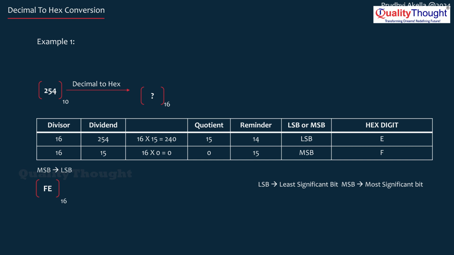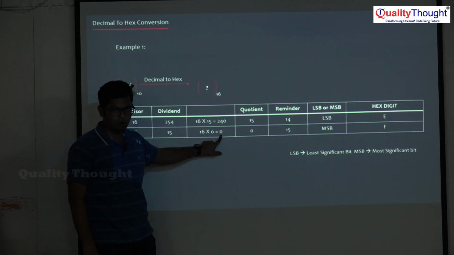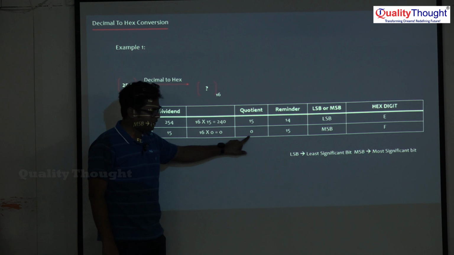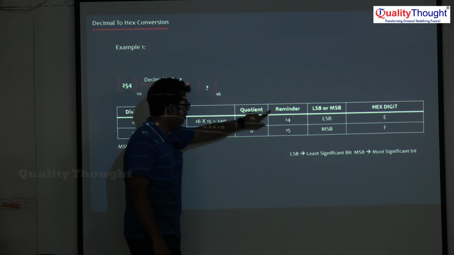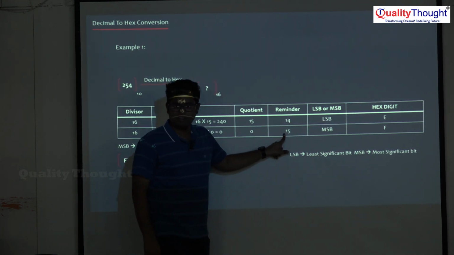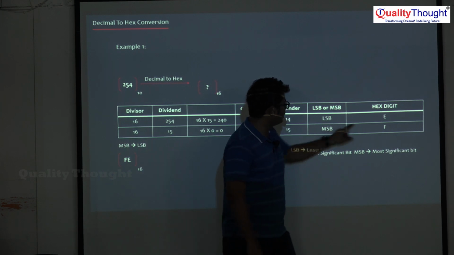That means you will take 254, and the nearest multiple I can get with 16 is 16 into 15, which is 240. Now my quotient becomes 15, correct? And the remainder is 14. Now you take 16 here. 15 is less than 16, correct? So 16 into 0 will be 0. Your quotient will become 0 now, because this is what you multiplied 16 with. What is the remainder? 15.